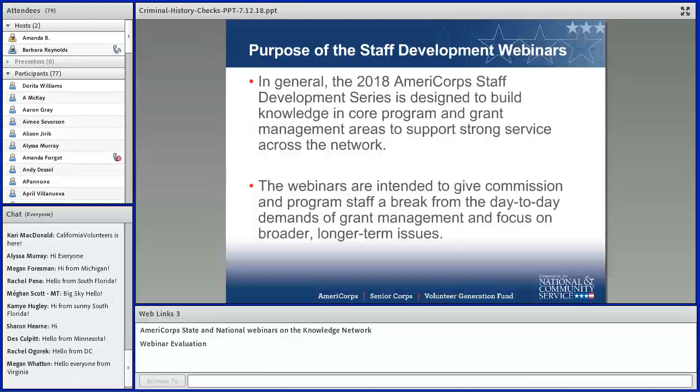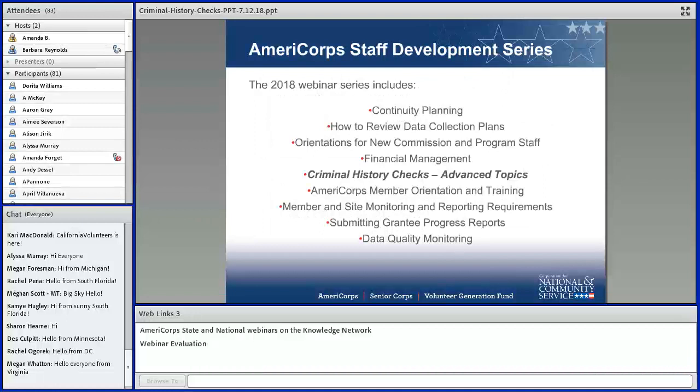We definitely hope that this series, including today's presentation, will offer you and really all of our partners around the country an opportunity to take a step back from the day-to-day hustle and bustle of the work that we do and focus on some of the bigger picture issues of our work together, some of the more complex or complicated aspects of what we do. So with that in mind, I think the criminal history check requirements obviously fits into that category.